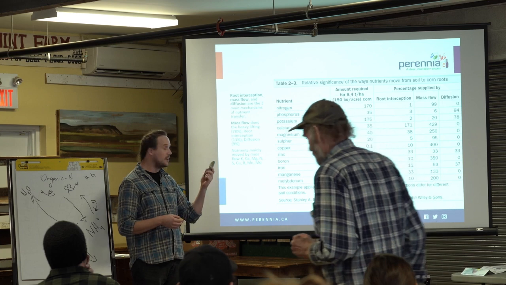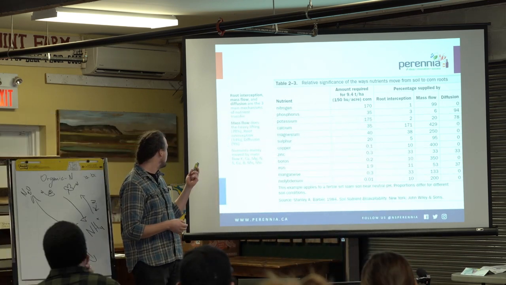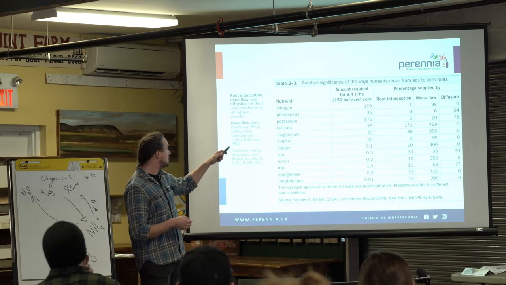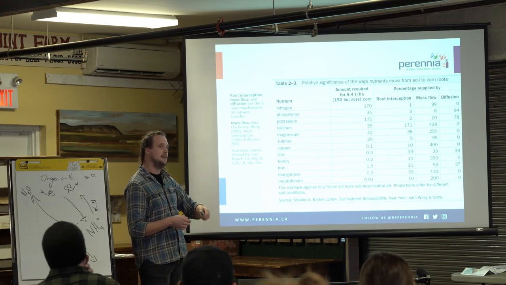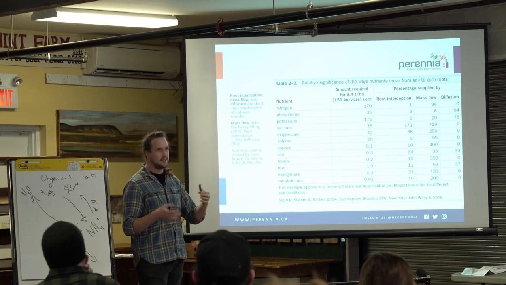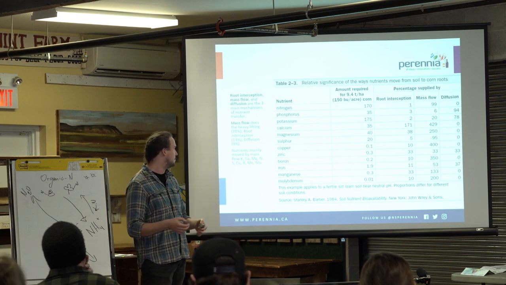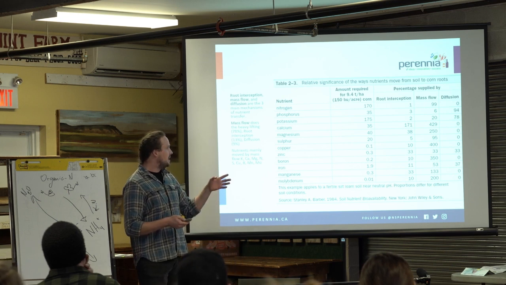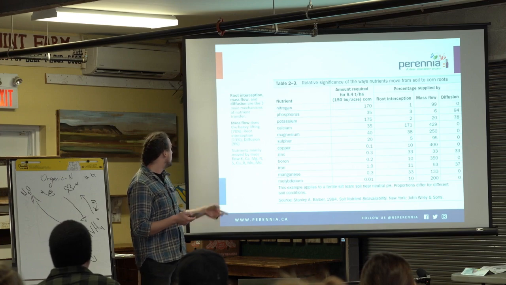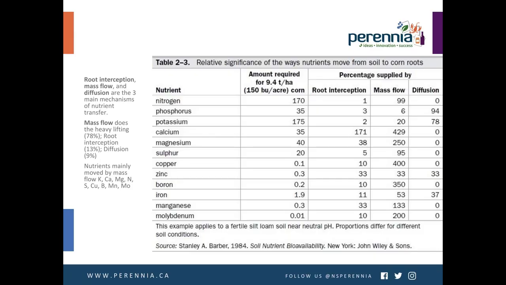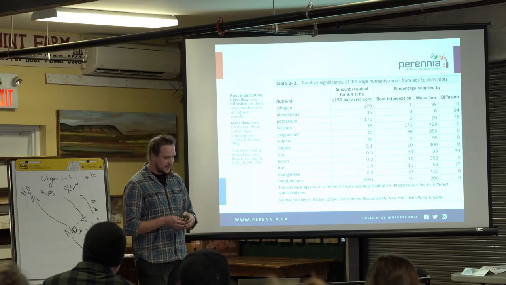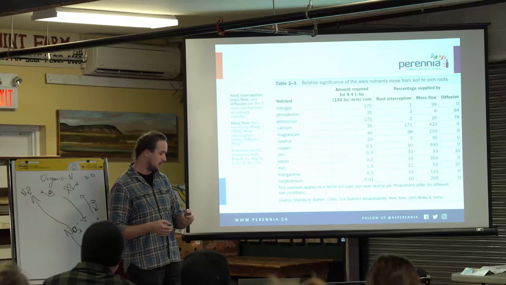I have the same graph that Caitlin had. The only other thing I'd highlight is that this example was a corn plant in a fertile loam. It's going to be different for every plant. It's an indicator, but it's not going to be exactly the same for every crop. In this example, mass flow is doing 78% of the nutrient acquisition. After that, it's root interception, which is 13%, and diffusion is only 9%. So really, mass flow is critical, and that's only happening when your plants are actively growing.